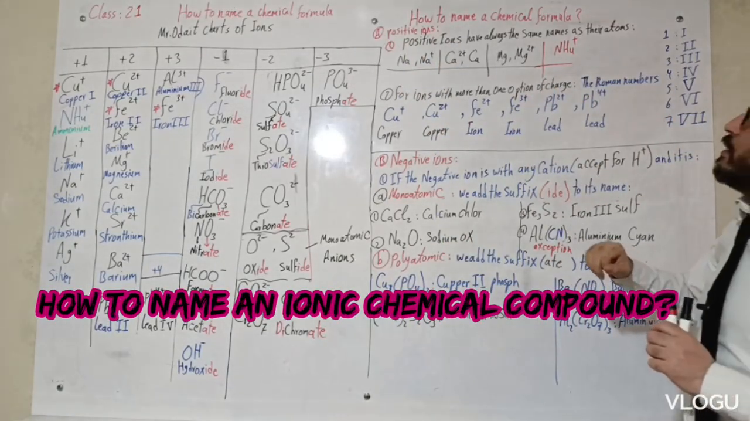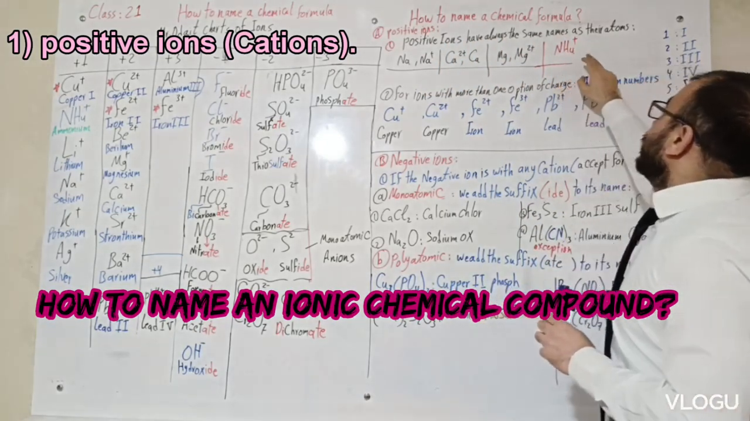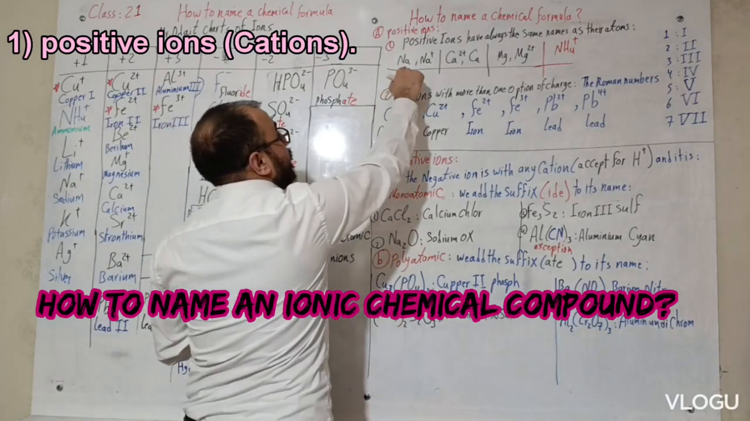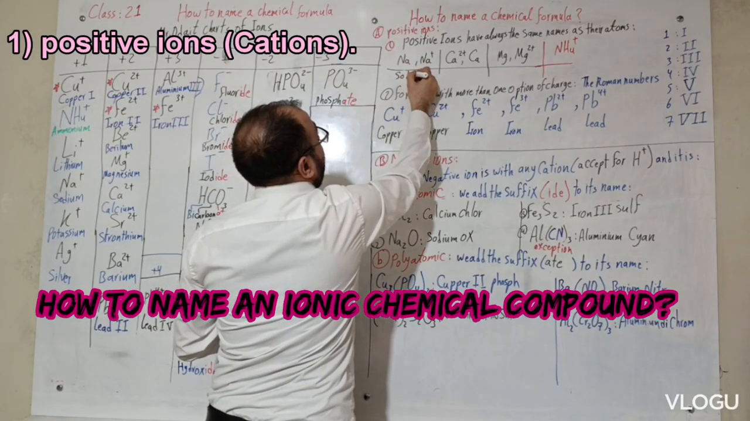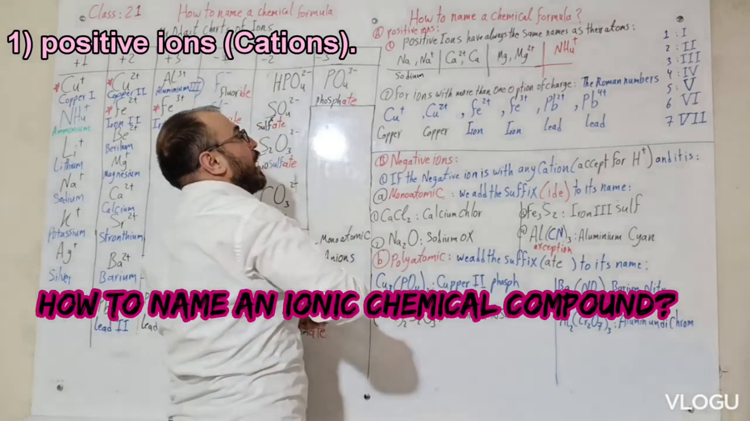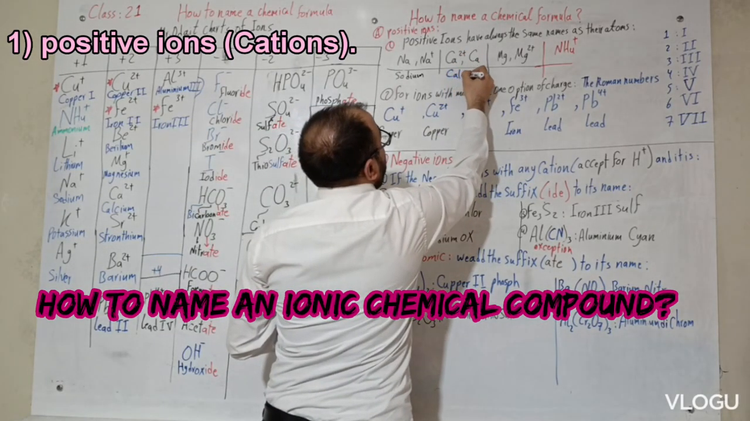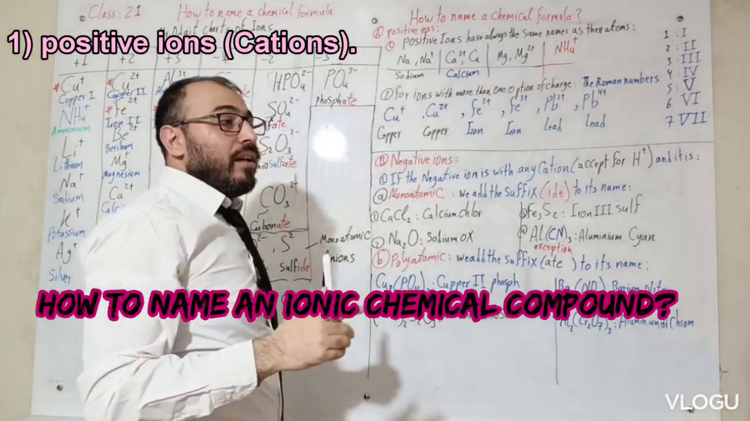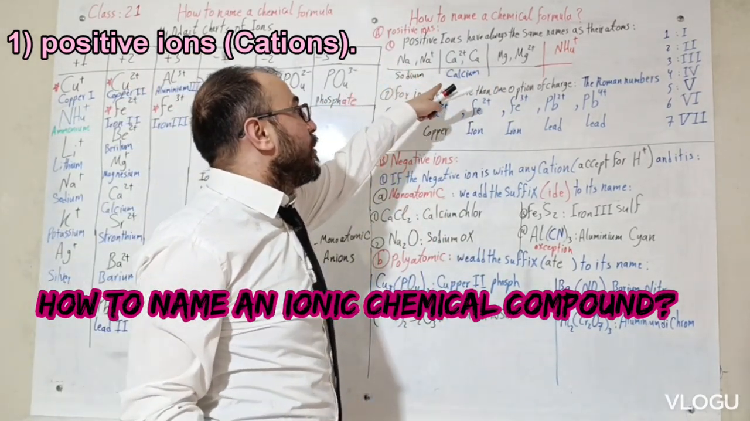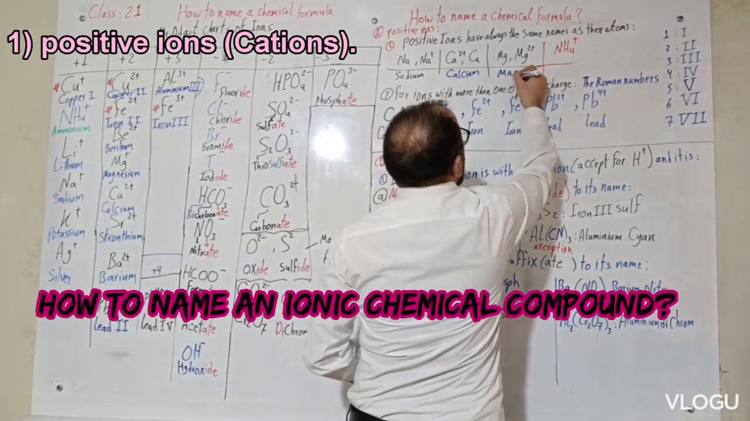Here, my friends, in the positive ions, we say that the positive ions have always the same names as their atoms. For example, this is a sodium atom, and this is a sodium ion. This is a calcium ion, and this is a calcium atom. So if the atom loses one or more electrons, it becomes a positive ion or a cation, but its name doesn't change at all, like magnesium, sodium, calcium.